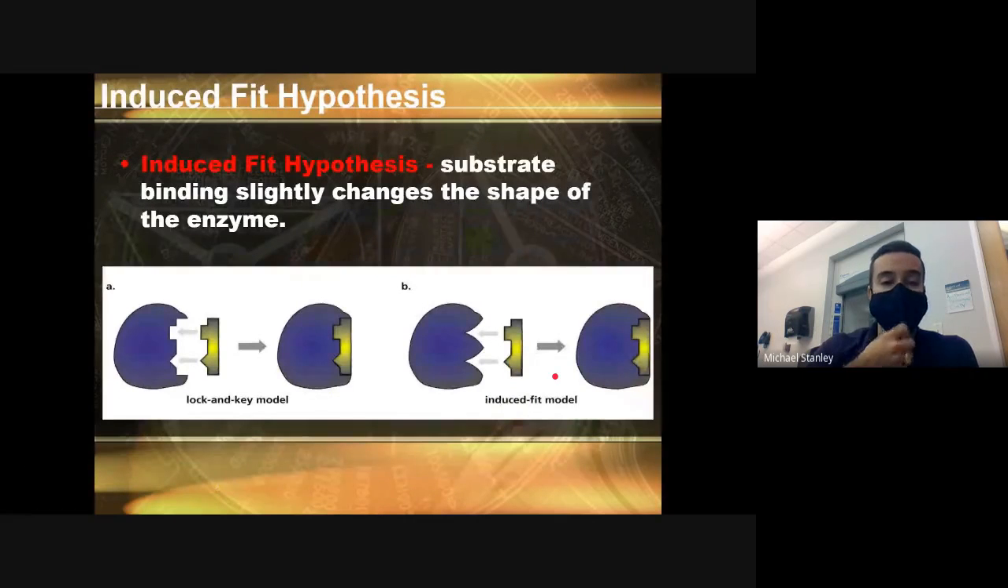There also is an idea called the Induced Fit Hypothesis, which basically just says that maybe in some cases, instead of the substrate and the enzyme fitting perfectly together, the substrate actually changes the shape of the enzyme a little bit at the active site. And that's what causes the reaction to be able to start going. That's what causes the enzyme to start catalyzing that reaction.